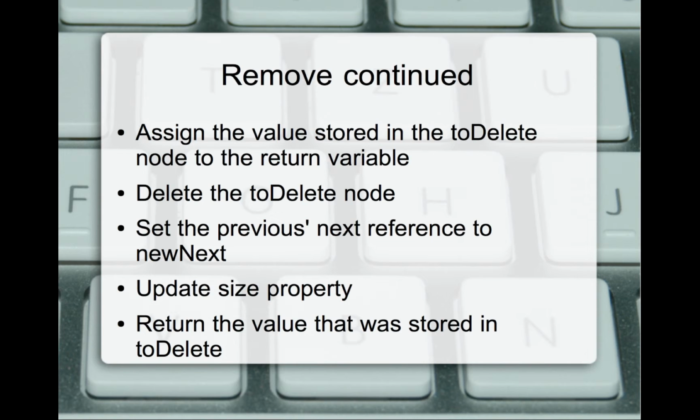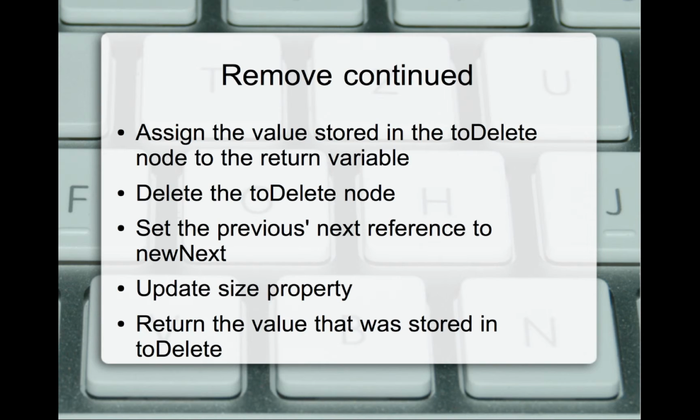After we've retrieved the value from that to delete node, we need to make sure we delete the node we're pointing to. That node needs to be removed from memory, so we call delete on that. Again, we then set the previous node's next reference to the new next pointer. We simply call previous.setNext and attach it to the address we have for the new next, and it immediately makes it so that the previous next skips past what was in to delete and goes directly to the new next.